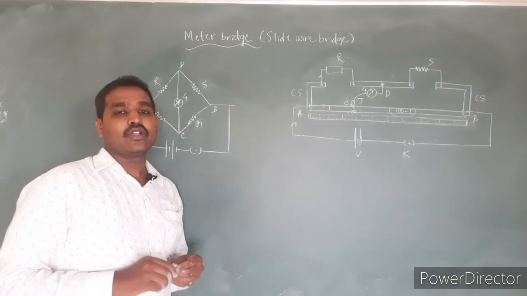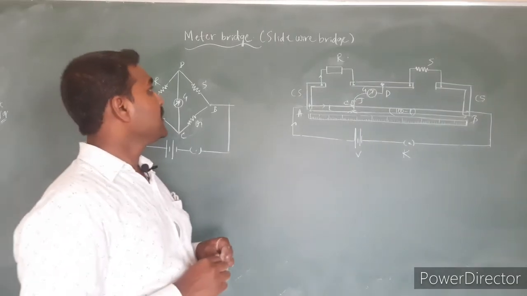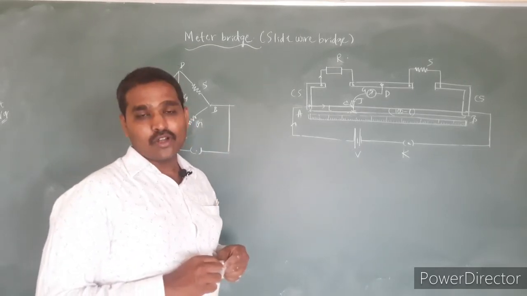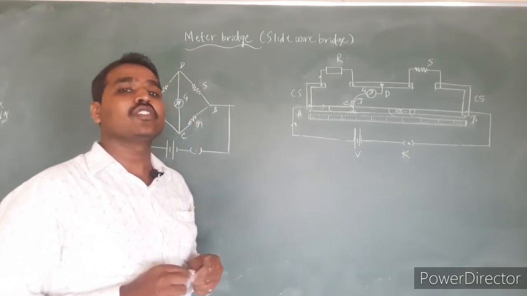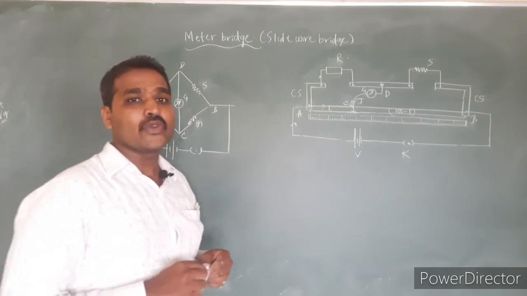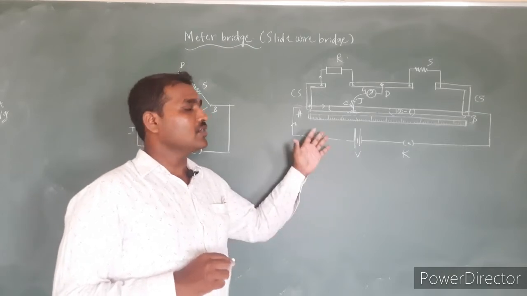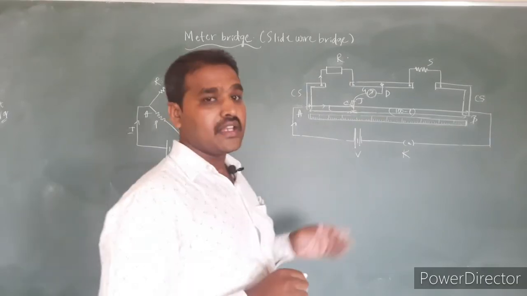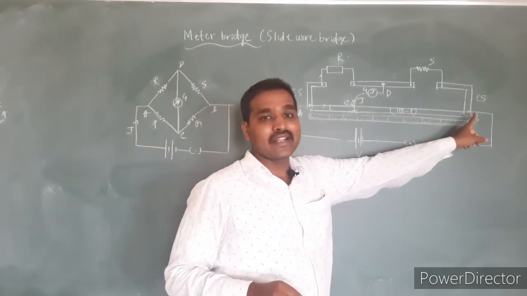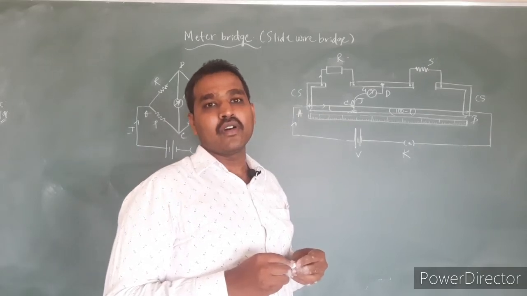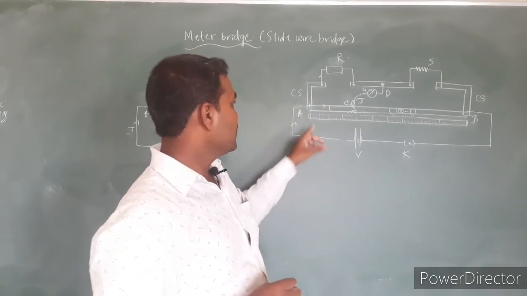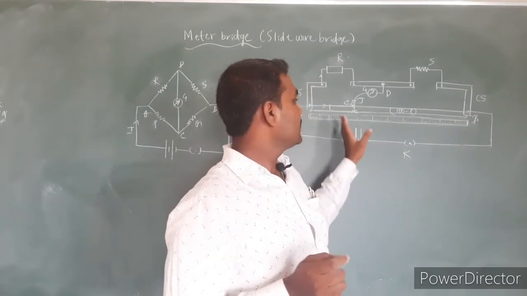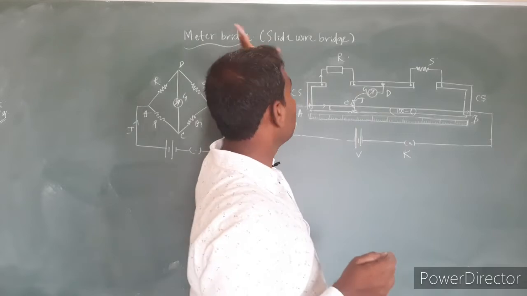Now let us understand the working of a meter bridge. This is also called slide wire bridge. Meter bridge is a practical form of a Wheatstone's bridge that works on the principle of balancing of Wheatstone's bridge. Before knowing the working, let us understand the construction of this meter bridge. A meter bridge consists of 1 meter length wire, usually made up of manganese or constantan. In this case, AB represents that 1 meter length wire. The length used is 1 meter, hence we have the name meter bridge.